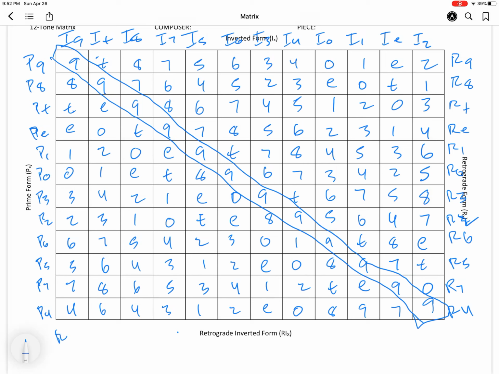Right? And then down here, this would be RI9 with that corresponding row form up here, right? RI10, RI8, and I'm going to stop writing RI. 5, 6, 3, 4, 0, 1, 11, and 2, right? And these are all RIs. I'll write it in there just to be complete about this. And that's retrograde inversion. RI represents retrograde inversion.